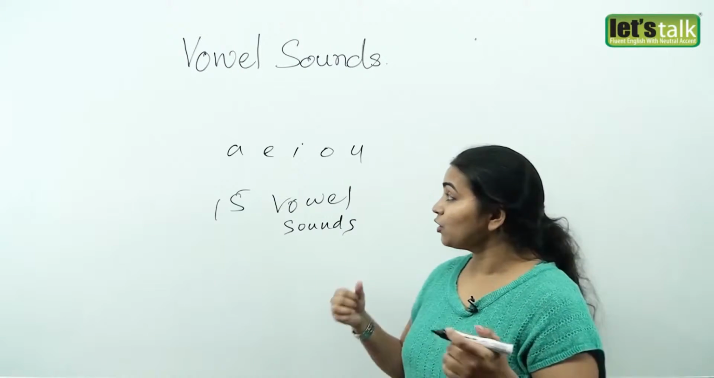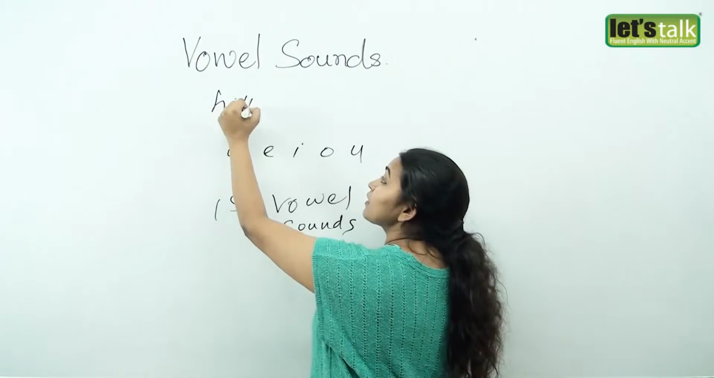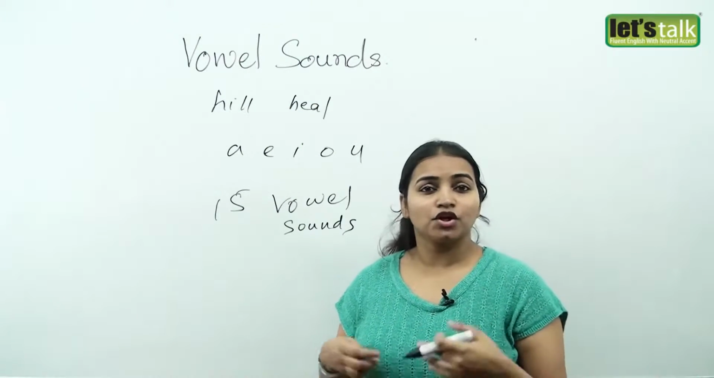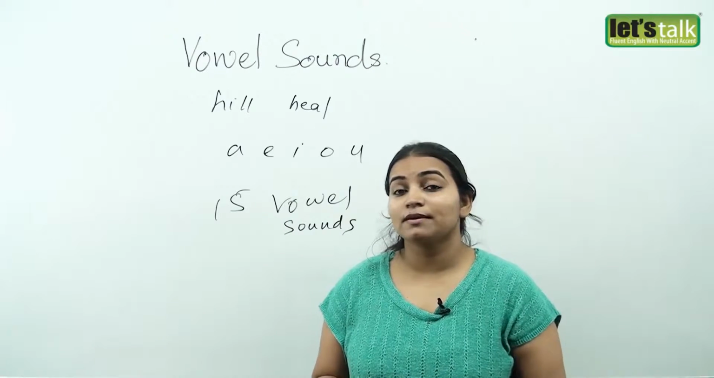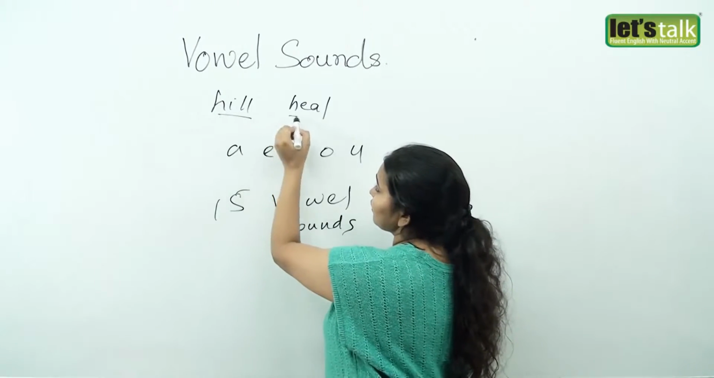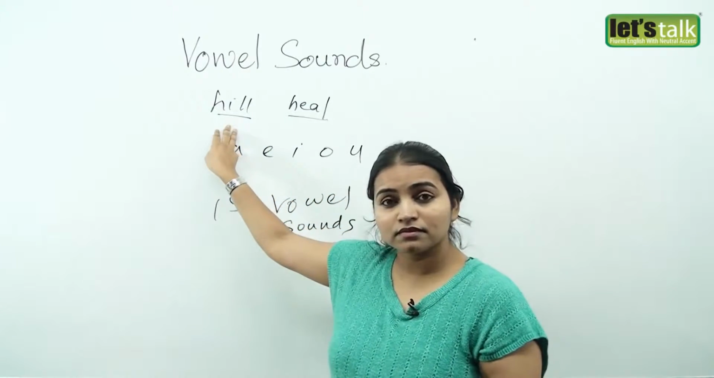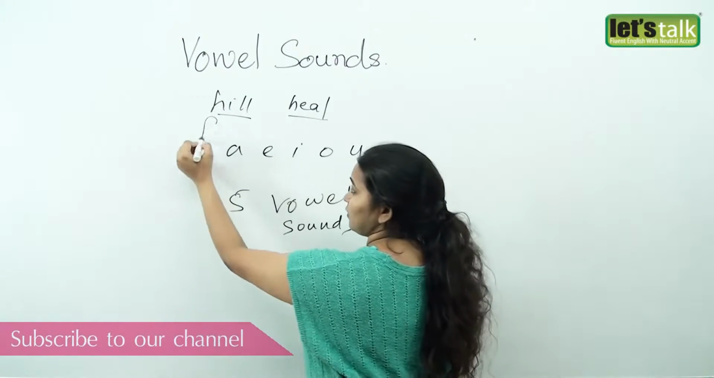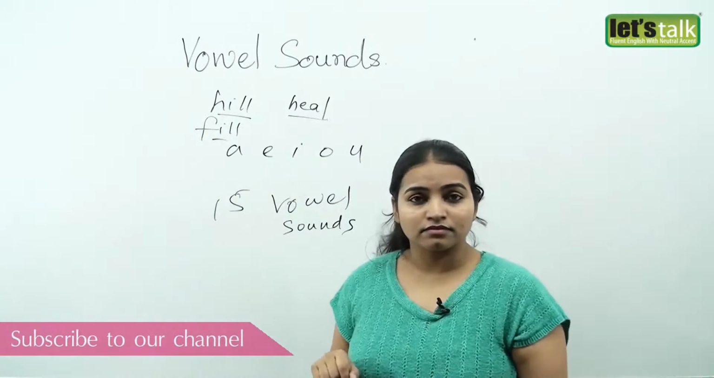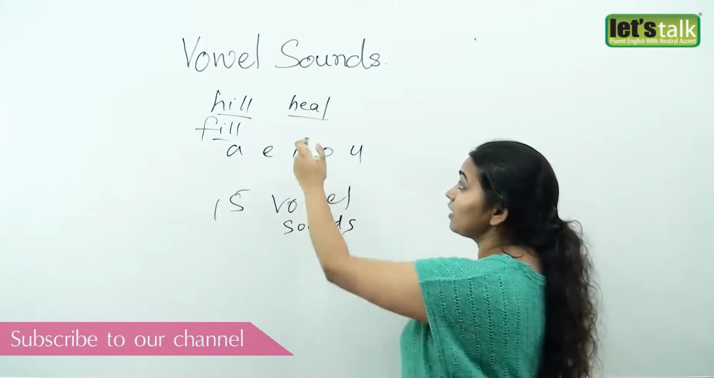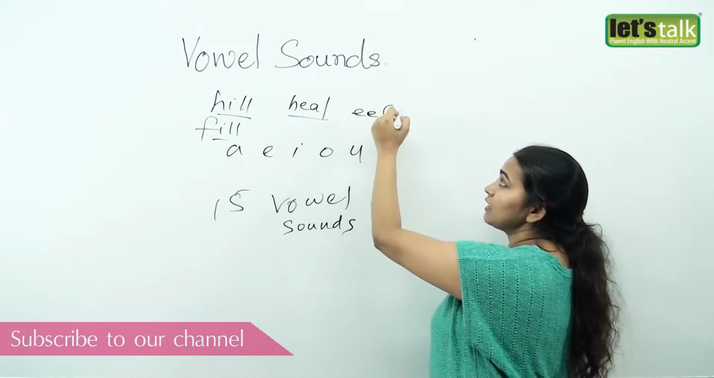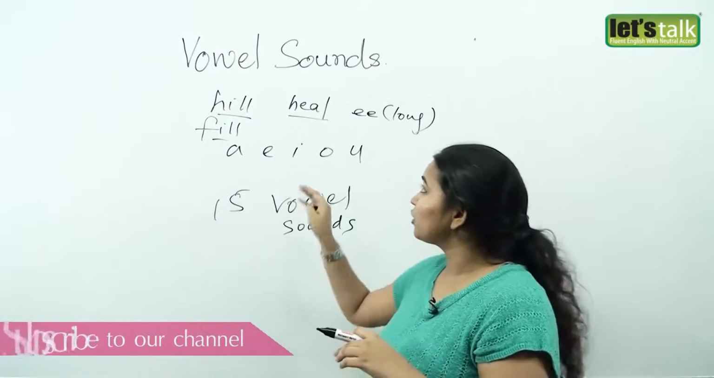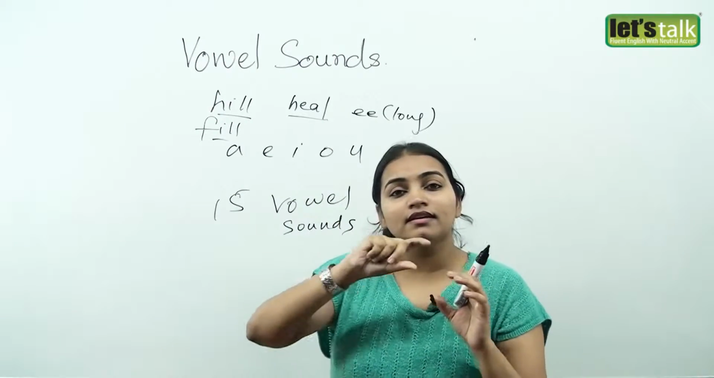For example, words like hill and heel, two very commonly used words. You hear them all the time, you read about them all the time, but the word hill is a short eh sound. It's like a hill, or a fill. On the other hand, you have a heel, so it's a long E sound.